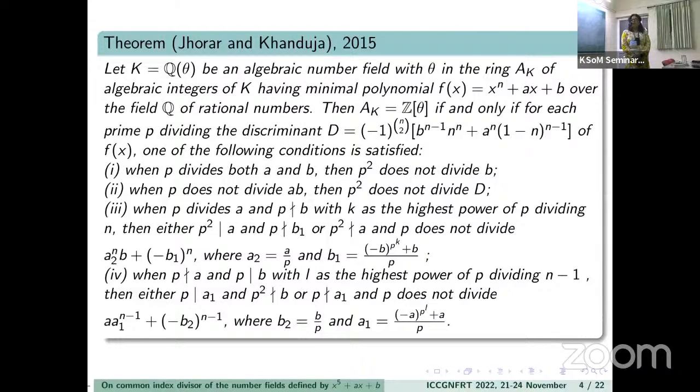Fourth, when p does not divide a and p divides b, with l as the highest power of p which divides n minus 1, then either p divides a_1 and p square does not divide b, or p does not divide a_1 and p does not divide a_1^(n-1) plus minus b_2^(n-1), where b_2 is b by p and a_1 is minus a to the power p^l plus a by p.